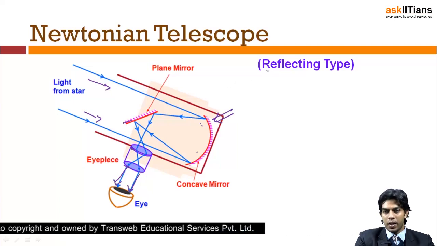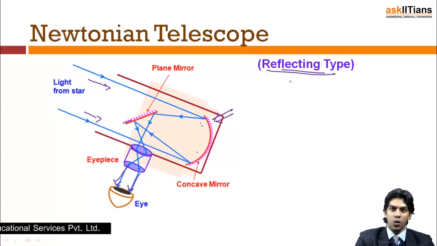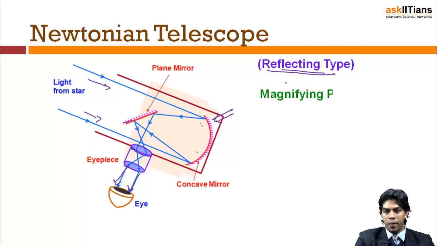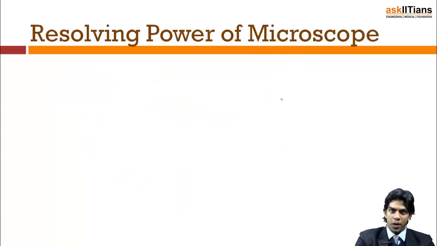And obviously it's a reflecting telescope because I'm only using mirrors for these. So the magnifying power comes out to be fo by fe, same as in the previous case.